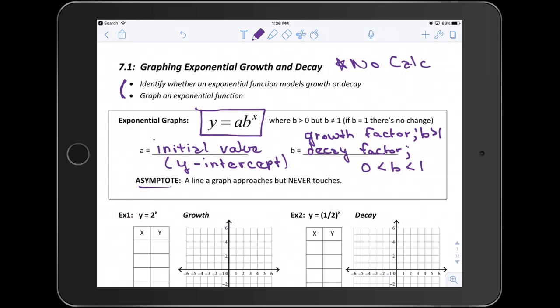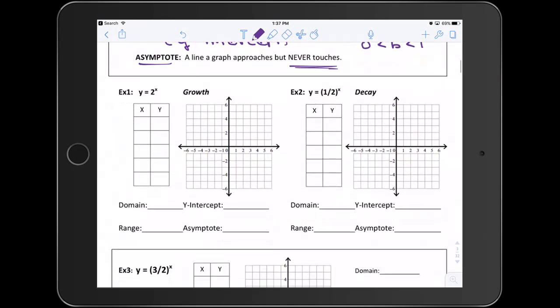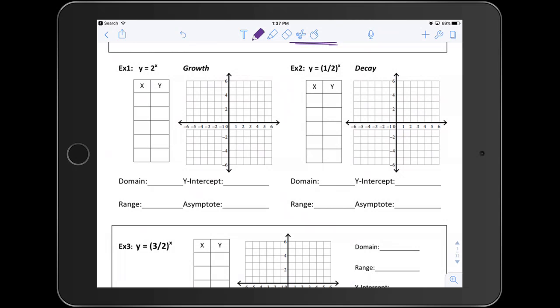Asymptotes: we have dealt with asymptotes in the past, but I just want to make sure you realize an asymptote is a line a graph approaches but never ever touches. It gets infinitely close to this hypothetical line, the asymptote, but the graph never actually touches it. And the growth and decay graphs have asymptotes every single time. Again, we'll talk a lot about that.